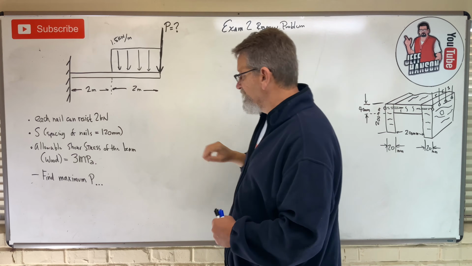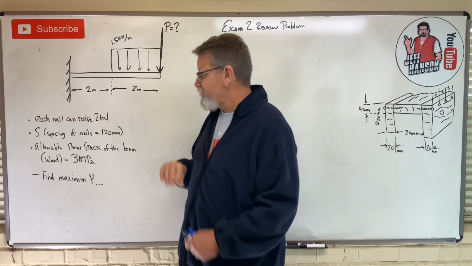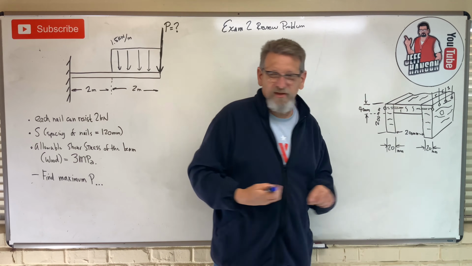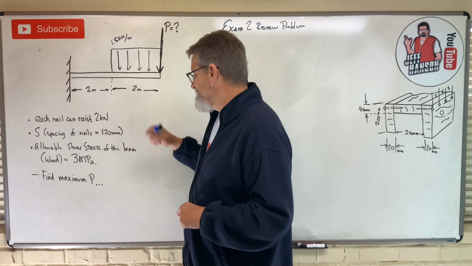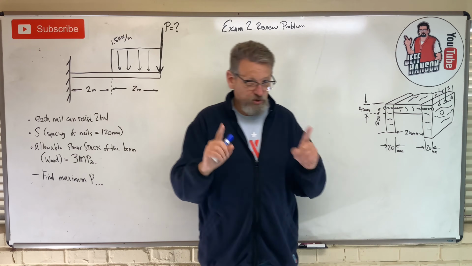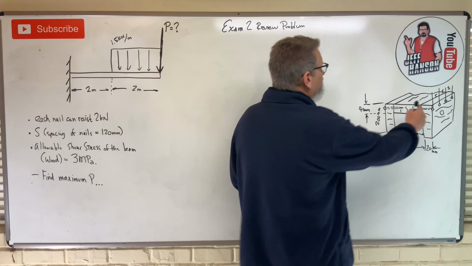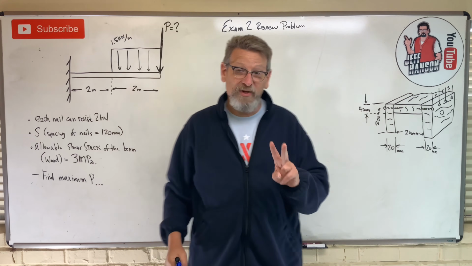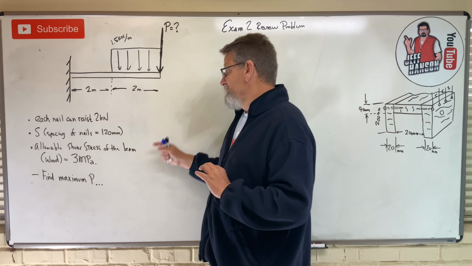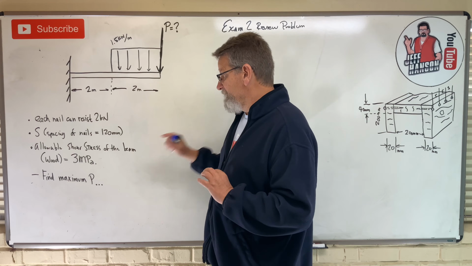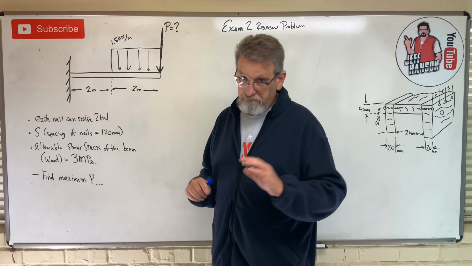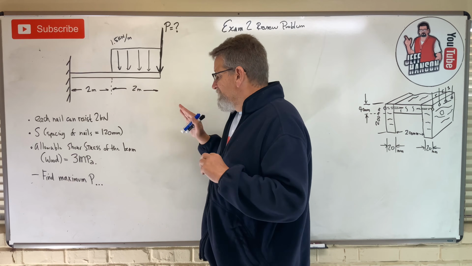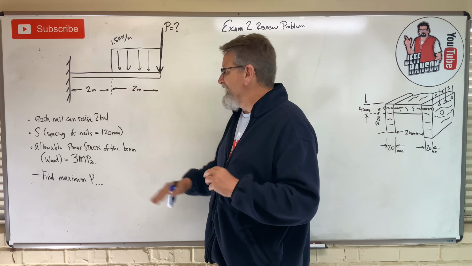And let's see what the question is. Each nail can resist 2 kilonewtons of shear force, right? That's these nails here. S is the spacing of the nails, 120 millimeters. So from here to the next nail, to the next nail, 120 millimeters between the nails, okay? The allowable shear stress of the beam is 3 megapascals. Now what does that mean? Hold on a minute. Find the maximum P, okay?